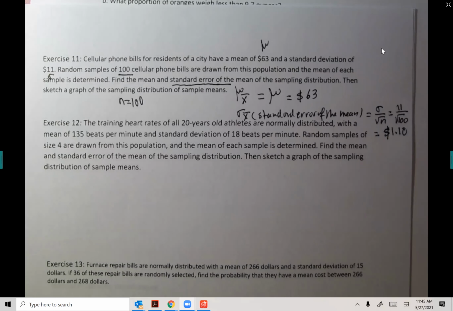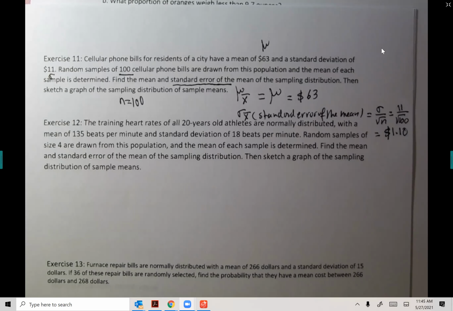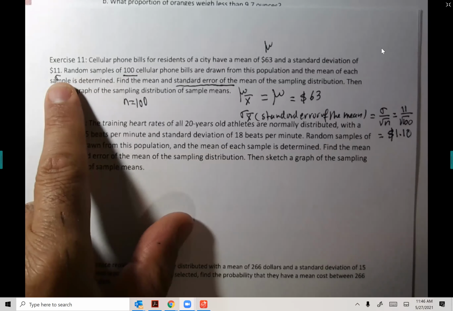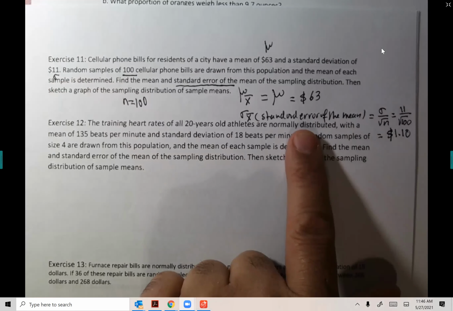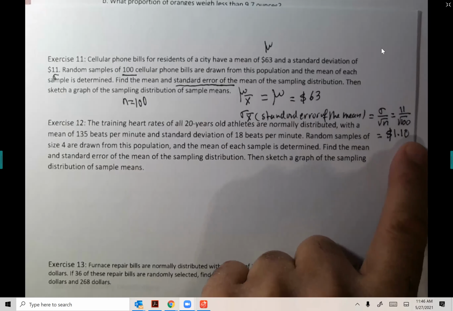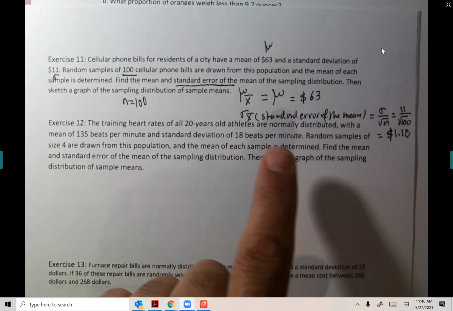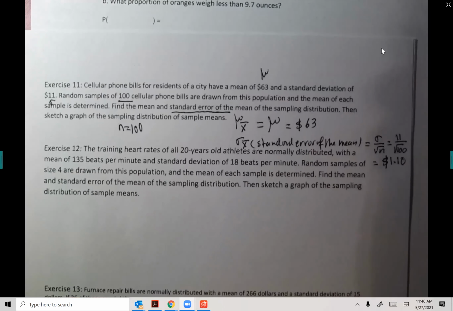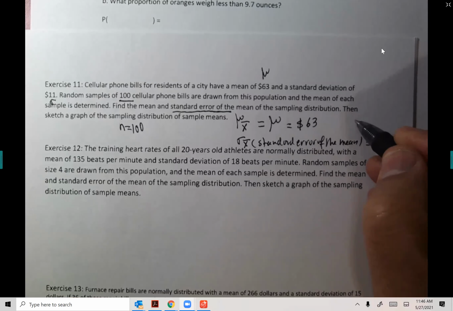In other words, when you work with samples, there is less variation than working with the original population. If you work with the original population, your standard deviation is 11. If you work with samples, your standard deviation is only $1.10. That's why it is preferred to work with samples rather than the original population. Now he says, sketch the distribution of the sample means. If you want to sketch it, you will just sketch it like this.